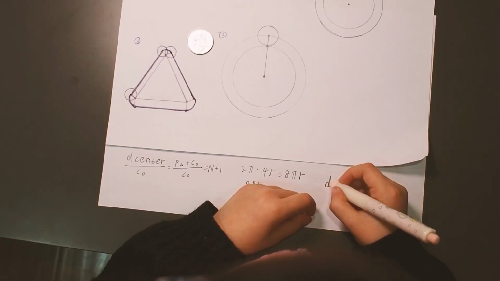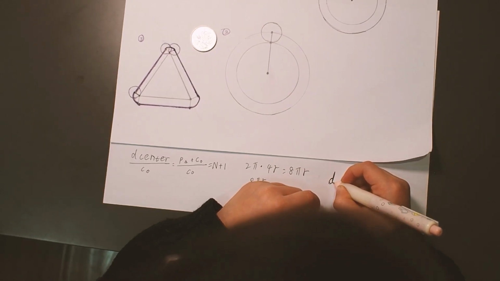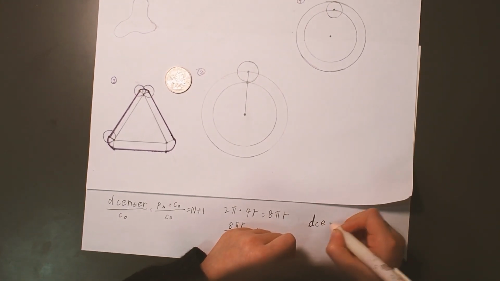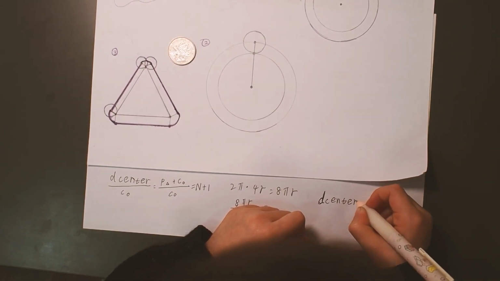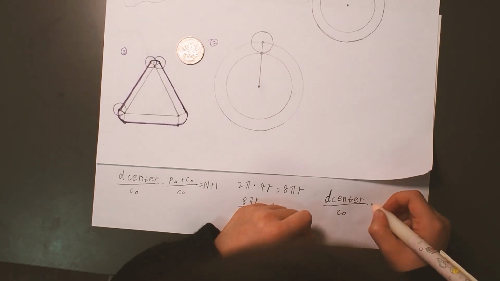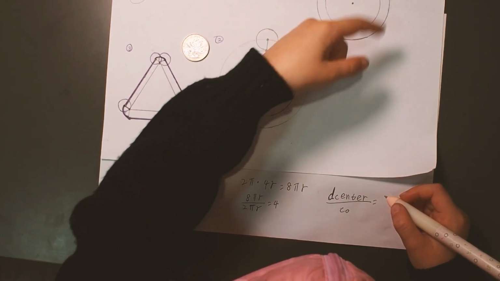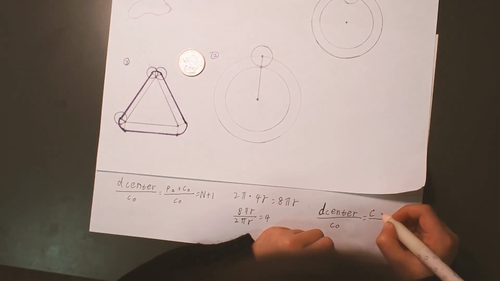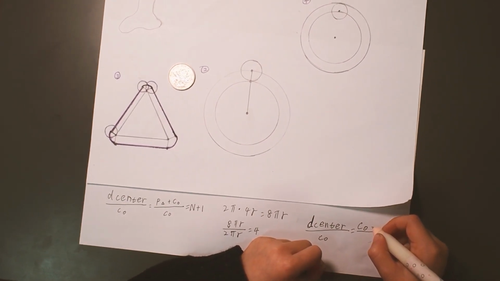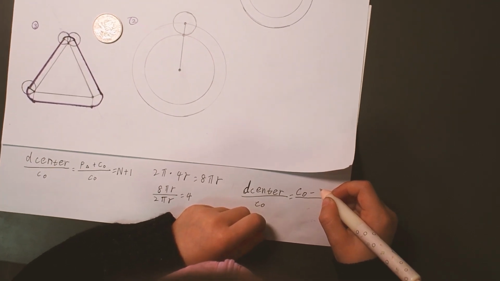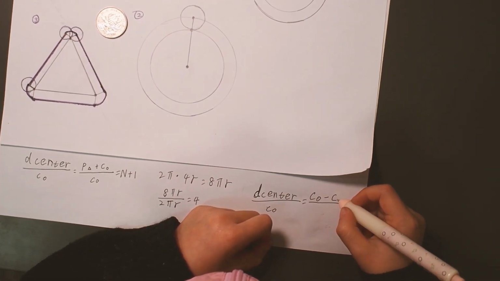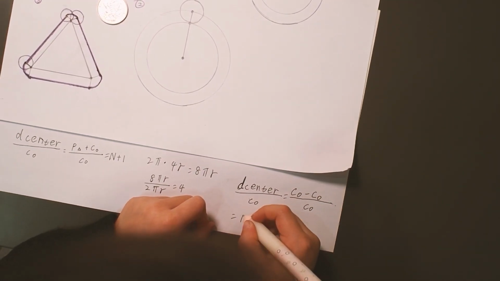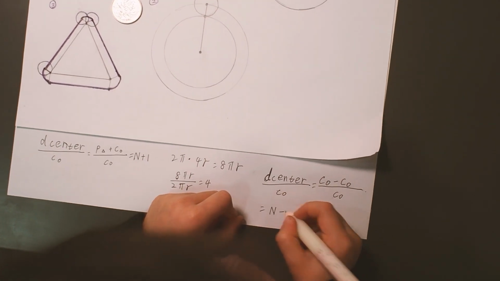Let's write down the equation. The distance the circle center travels over the circumference of the small circle is equal to the circumference of the big circle, minus the circumference of the small circle, over the circumference of the small circle. And it is equal to n, this over this, minus 1.